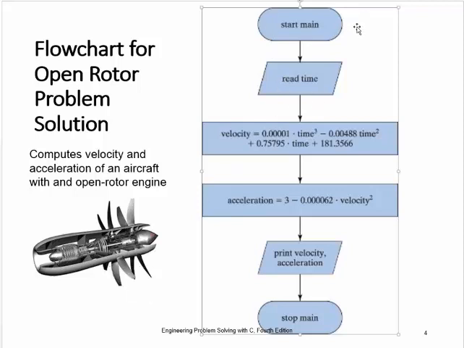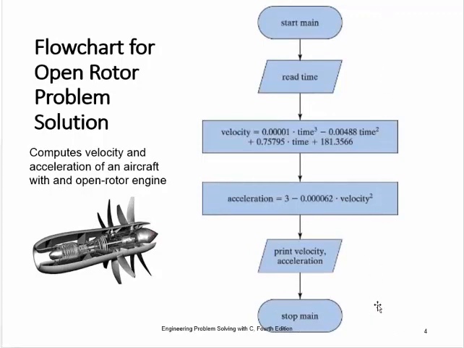So using my flowchart symbols, I have a start main, read the time. It looks like velocity and acceleration are computed purely as a function of time. Here's a calculation block, calculate the velocity, calculate the acceleration. Then this trapezoid, I print velocity and the acceleration, and then an oval again, end the program. The steps taken by this program are completely sequential. You do this, you do this, you do this, you do this, you do everything in sequence.